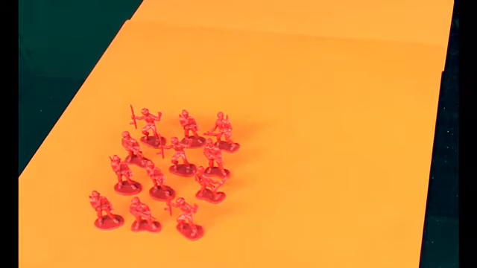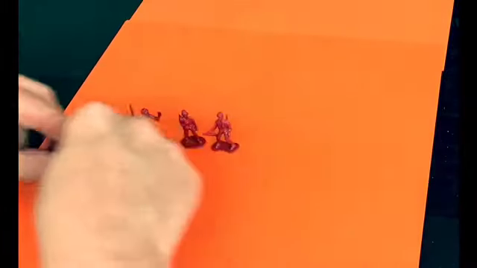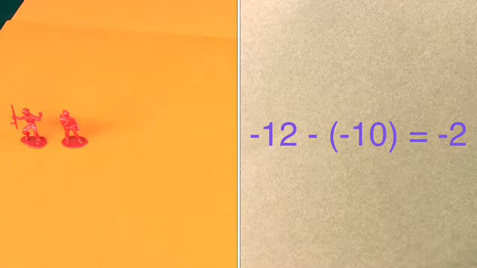Now in this group, I have 12 negative soldiers. I need to take away 10 negatives. Do I have enough soldiers that I could take away 10 negative soldiers? Yes, I do. So I am going to take away 10 negatives. 6 negatives, 9 negatives, 10 negatives. I'm left with negative 2. So negative 12 minus negative 10 equals negative 2.